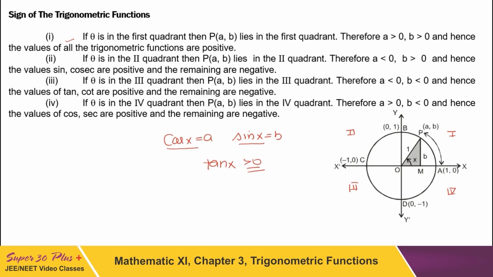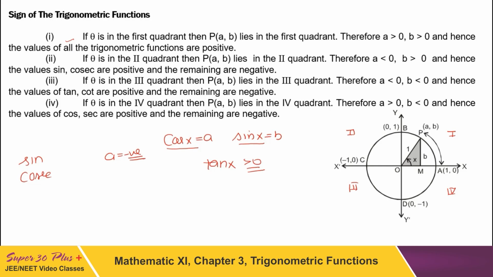In the second quadrant, A is negative. If A is negative, then cos x is negative. If cos x is negative, then cot is also negative. Meaning in the second quadrant, except sin and the reciprocal of sin, all trigonometric ratios are negative, because the remaining trigonometric ratios contain cos x, which is negative. In the second quadrant, all trigonometric ratios except sin and cosec are negative. You can see that sin and cosec are positive in the second quadrant.